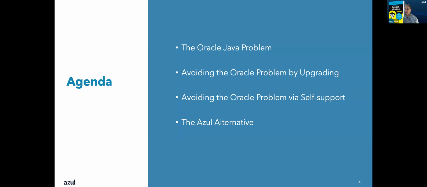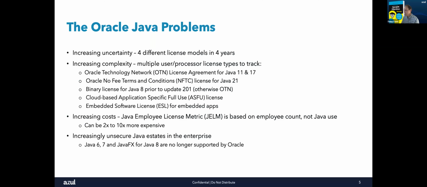And all of the opportunity costs associated with those Java problems, that's what we want to get through today. We want to understand whether it's possible to avoid those costs. One of the ways you can do that is through upgrading your way out of that, or maybe even resorting to self-support. So we'll talk a little bit about the trade-offs, the pros and cons associated with each of those approaches. And then we'll compare the opportunity cost of those initiatives against what Azul offers as well.